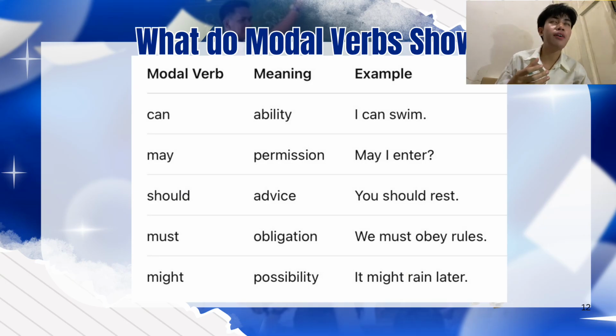Last, we have the possibility. Let's look outside for a moment. If the sky is dark and cloudy, we might say it might rain later. Notice the word might. It tells us that something is possible, but we are not completely sure.